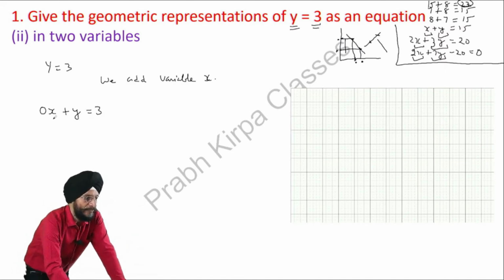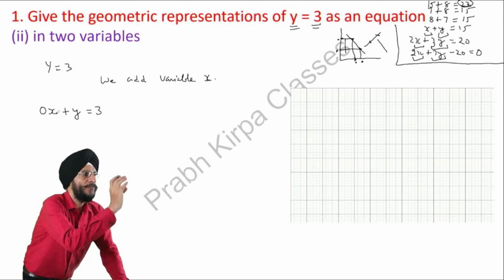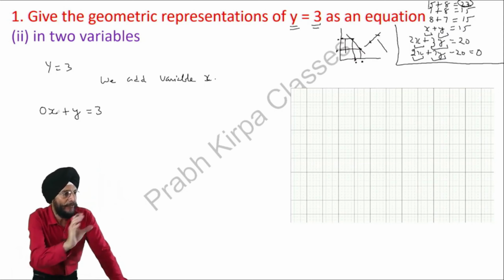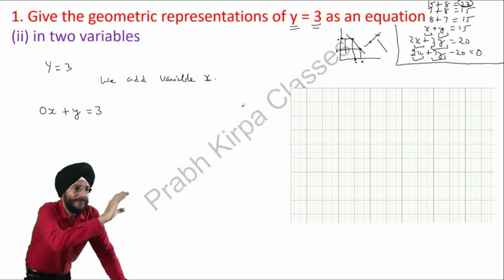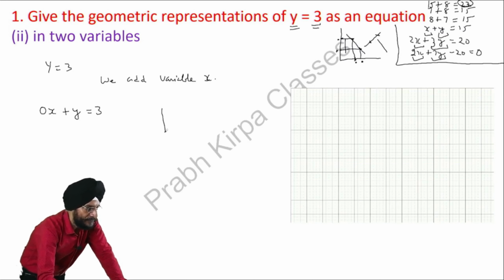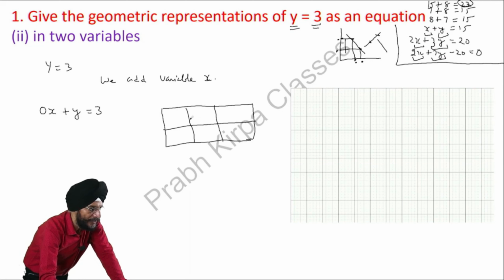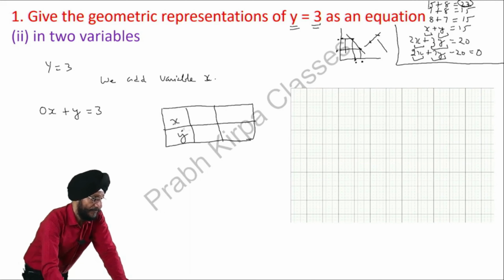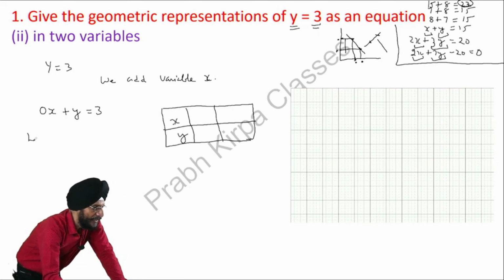In this case, we have to find at least 2 solutions of x and y so that we can form the graph. I hope you have understood the basic points so that you can form a graph. So here we will draw a table. Here we write x, here we write y. First of all, let x is equal to 0. When x is equal to 0, then what will happen? 0x plus y is equal to 3. That is, y is equal to 3.